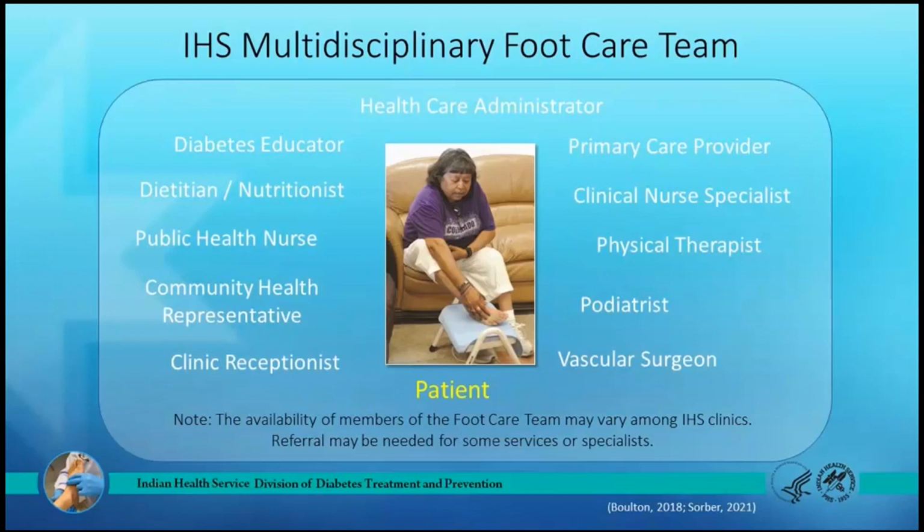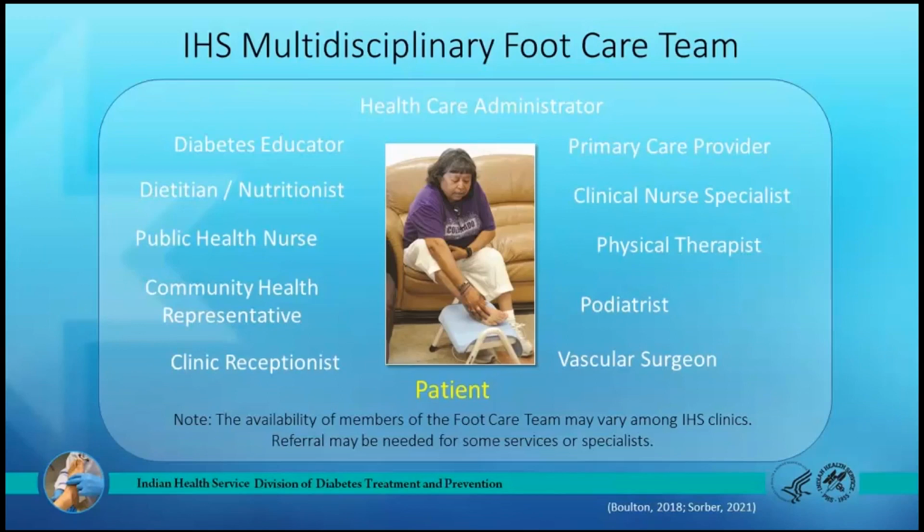With this slide, if we haven't mentioned you in this team, please know that you can be part of the team. Everybody's part of the team, but in IHS we put together a multidisciplinary foot care team. With this, as you can see, you need to have the administrators of your facility be involved in this and know how important it is.